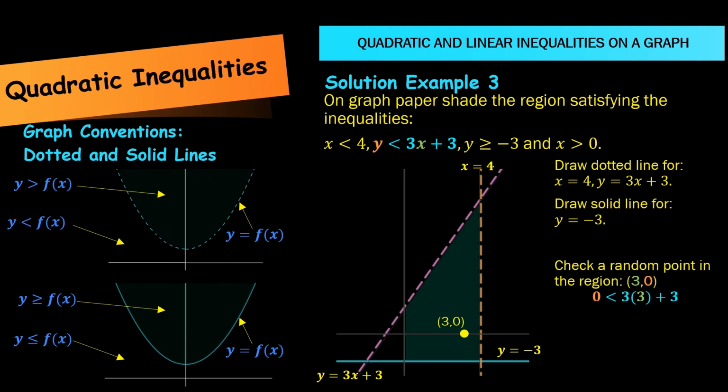Does it hold for the inequality y greater than or equal to minus 3? Since y equals 0, 0 is indeed greater than or equal to minus 3. And finally, does it satisfy the constraint x greater than 0? x is equal to 3, and 3 is indeed greater than 0. So for this random point, certainly, all these inequalities are satisfied.